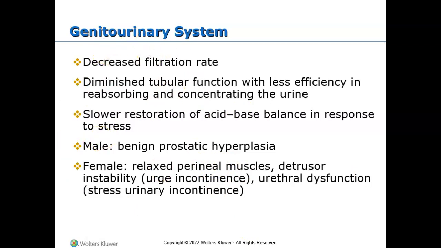this would be the urinary system. We have a decreased filtration rate in the kidneys. Kidneys are not as good at reabsorbing and concentrating the urine. We're not as good at restoring our acid-base balance in response to stress. Males end up with BPH, or benign prostatic hyperplasia, which means the prostate is enlarged. That's all it means. But what that does for your males is it leads to increased nocturia.